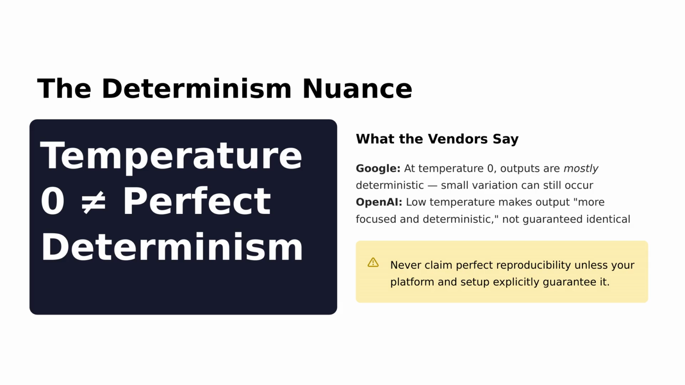One important nuance: setting temperature to 0 does not guarantee perfect determinism. It usually makes outputs much more consistent, but small variations can still happen. That's also how the vendors describe it. Google says results are mostly deterministic at 0 temperature, with occasional variation, and OpenAI says lower temperature makes outputs more focused and deterministic, not identical every time. So don't promise perfect reproducibility unless your specific platform explicitly guarantees it.